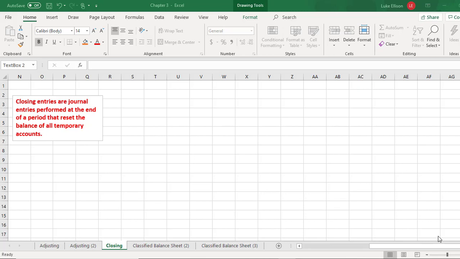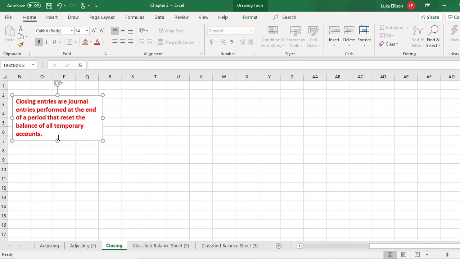Hello! Today we're going to be discussing closing entries. Closing entries are journal entries performed at the end of a period that reset the balance of all temporary accounts. Now there are some accounts that are temporary, meaning they're only associated with a time period, such as a month or a year. And after that time period has passed, we need to reset the balance back to zero, and we call that the closing process.